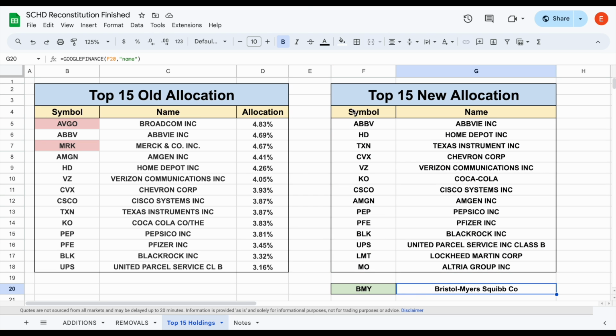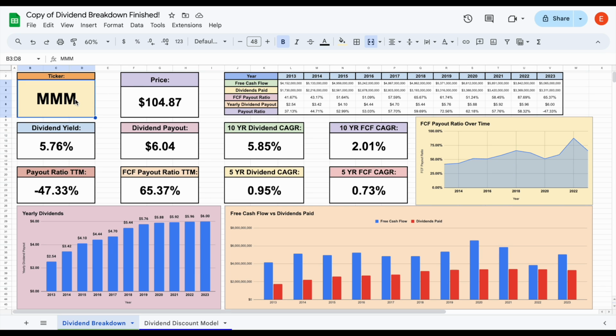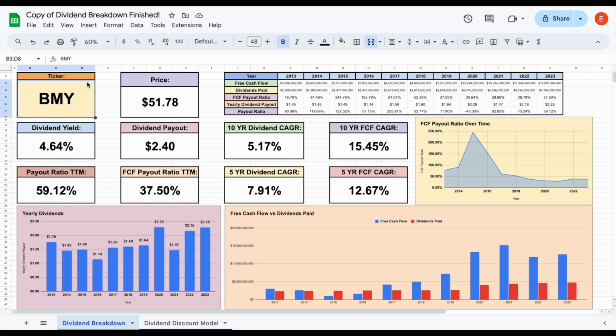If we jump over to my dividend breakdown tab, let's go ahead and plug in the stock ticker and hit enter. And the first thing we'll notice is a very nice starting dividend yield sitting at 4.64%. So that's a pretty high starting dividend yield, but they've also seen good dividend growth over the past 10 years and the past 5 years.